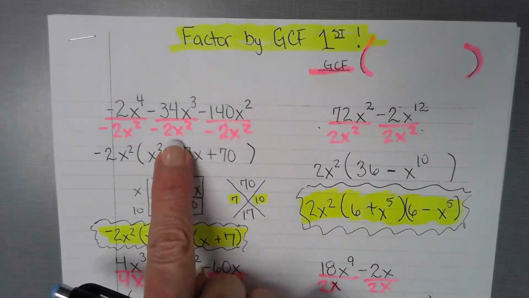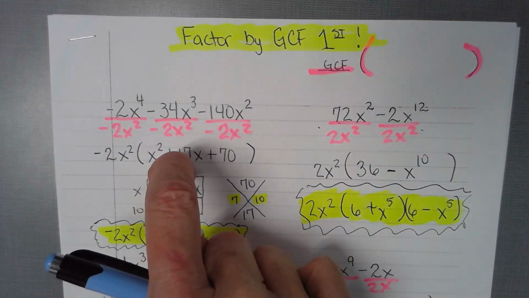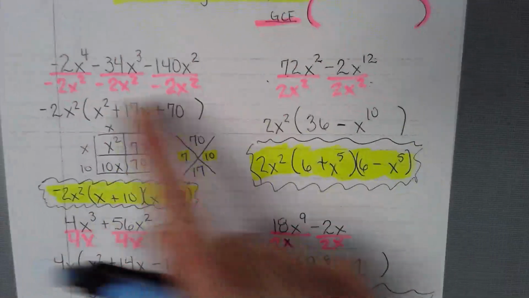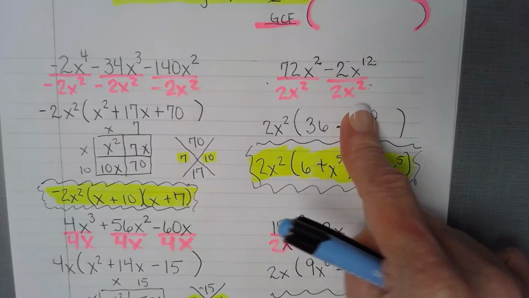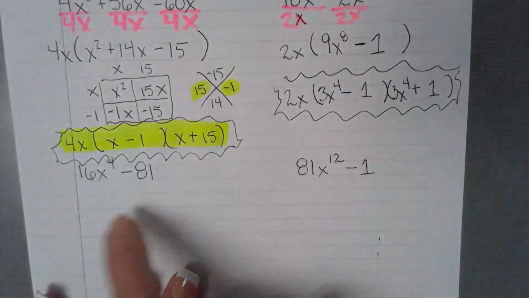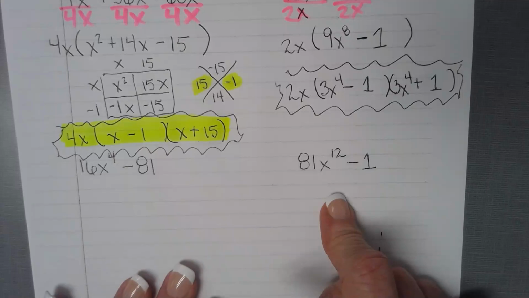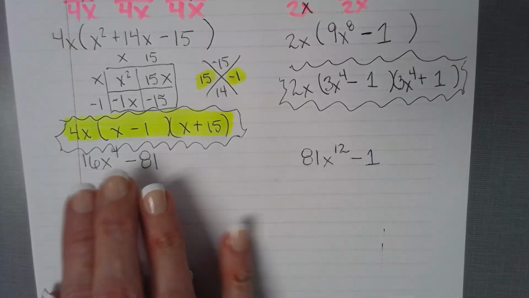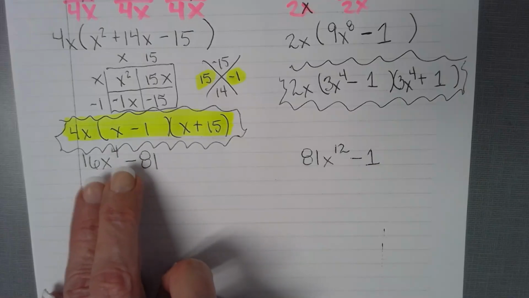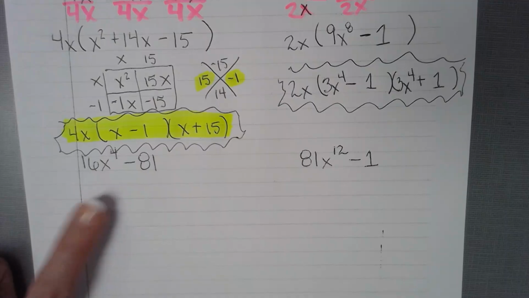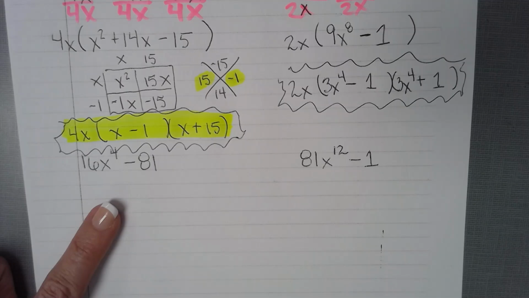Y'all, there's one section that's going to be GCF, then trinomial. There's another section that's going to be pull out your GCF, then it's a difference of squares. There is a third section, and I'm going to show you what it is. First of all, can I pull out a greatest common factor here? No. I cannot pull out a greatest common factor.